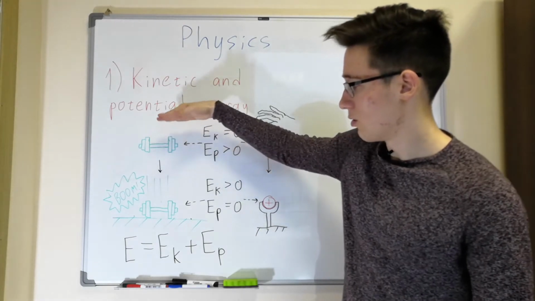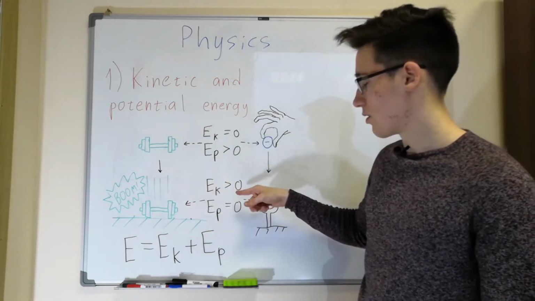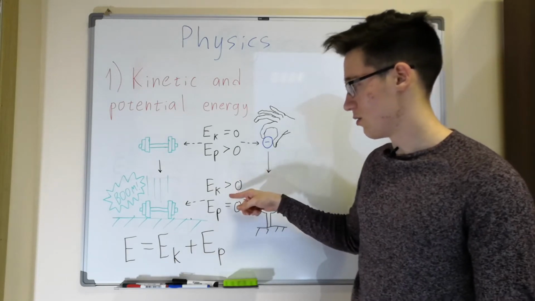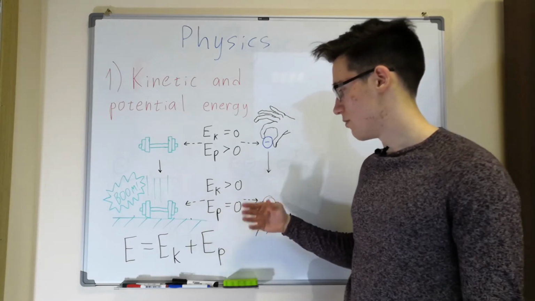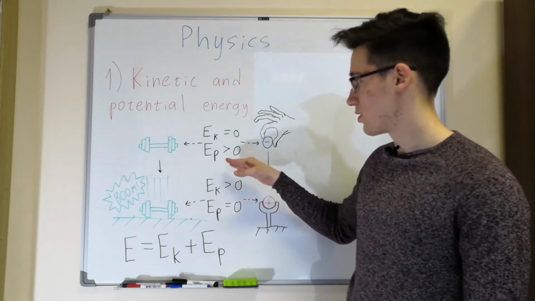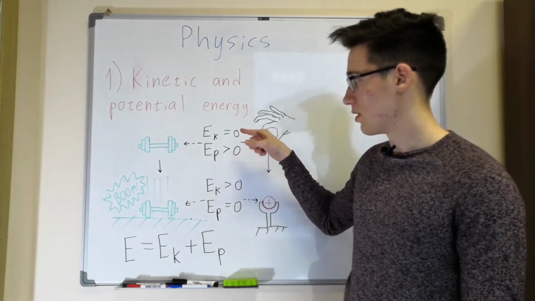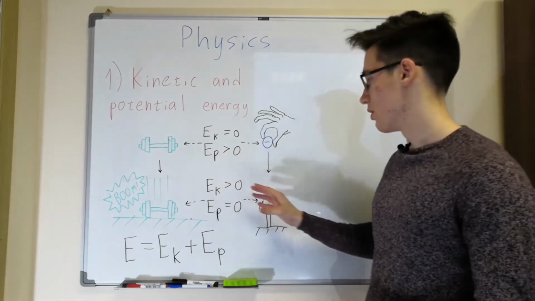If we let it go, then right here, right when it touches the ground, its kinetic energy will be non-zero, it will be greater than zero, but its potential energy will become zero. So what happened here is all the potential energy was converted into kinetic energy. The direct analogy of this situation is right here.